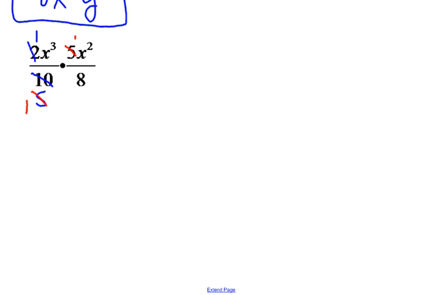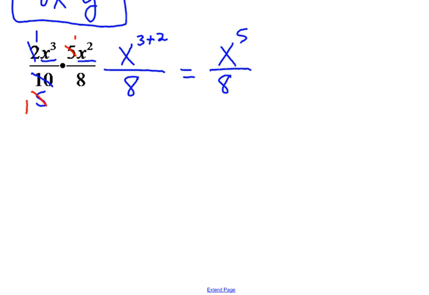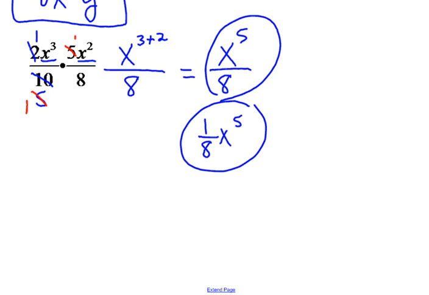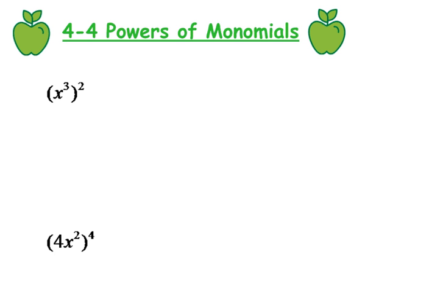And we're going to do 1 times 1 on top is 1. X cubed times x squared is x to the 3 plus 2 over 8 times 1 is 8. We can go ahead and add our exponents. X to the 5th over 8. Could we also write that 1/8 x to the 5th? Sure. Either one of those answers, remember, those are the same. That's multiplying monomials.